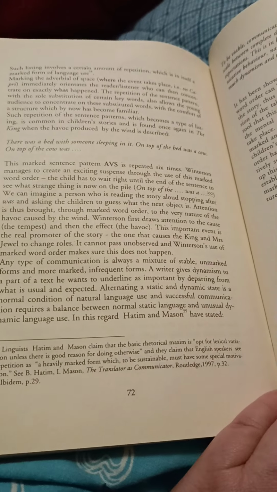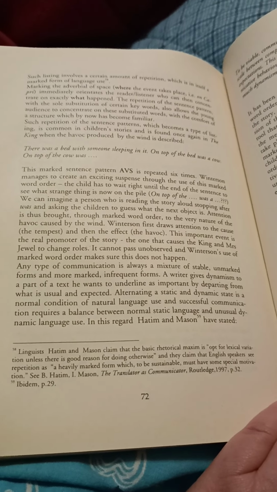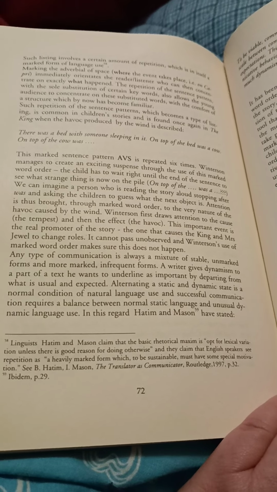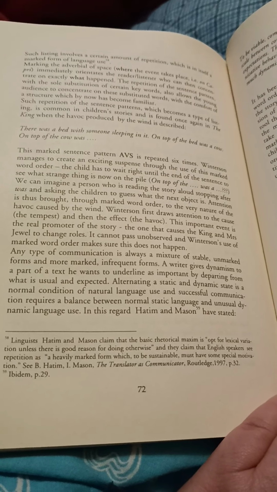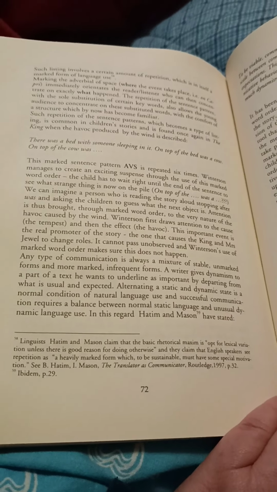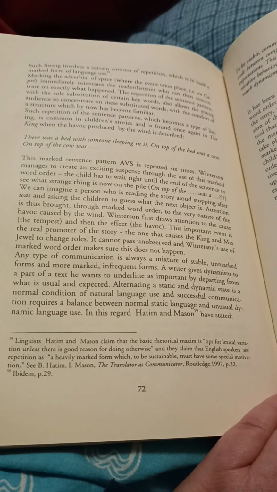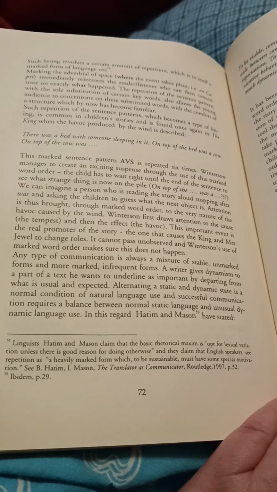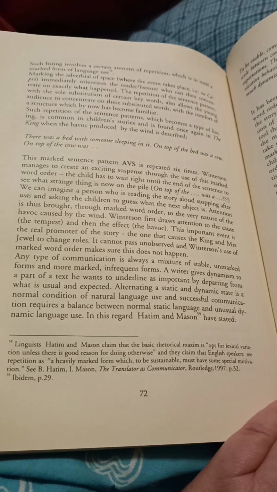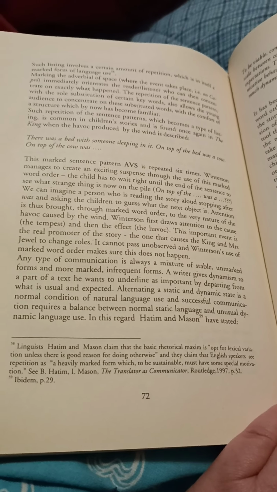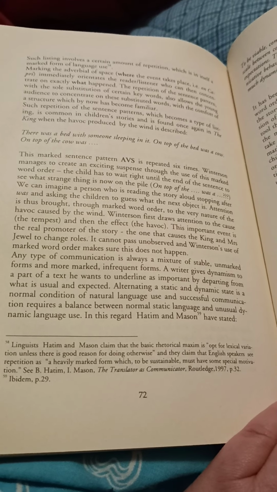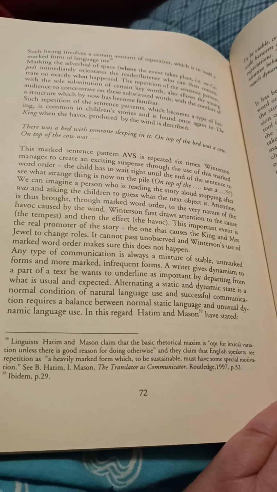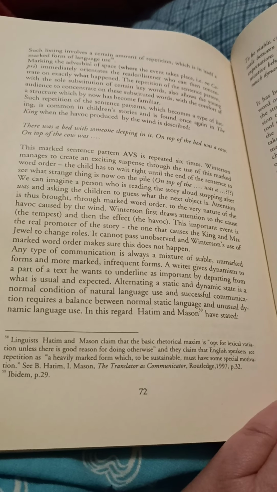In any communication, a writer has to make sure of a balance between stable and marked forms. A writer gives dynamism to a part of the text. He wants to underline the important by demarcating it from what is usually expected. Alternating aesthetic and dynamism with a normal state of natural language use, successful communication requires a balance between normal static language and unusual dynamic language use.